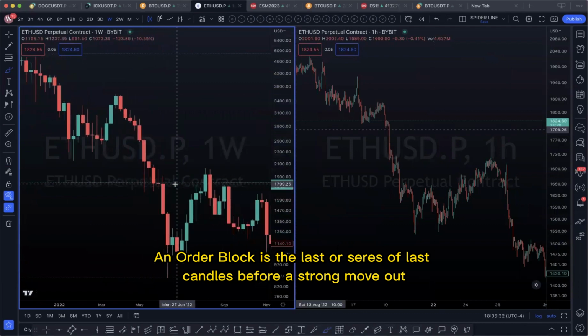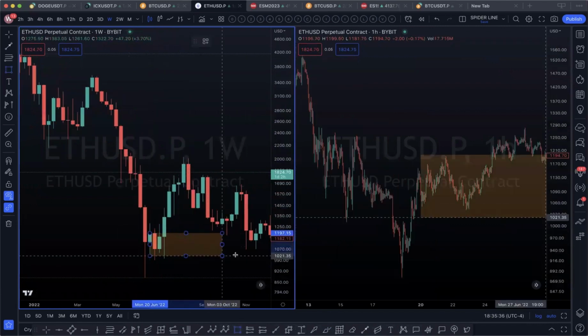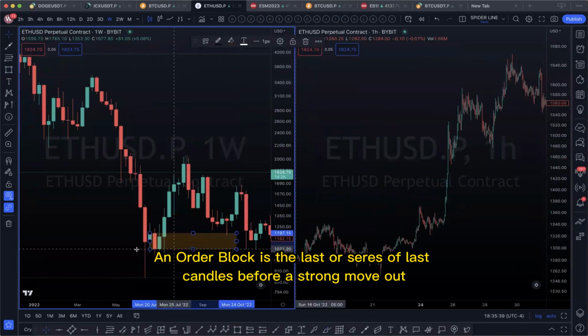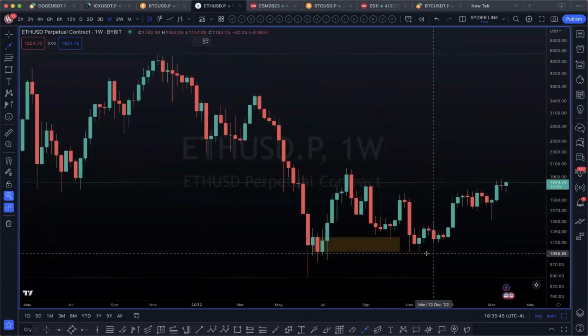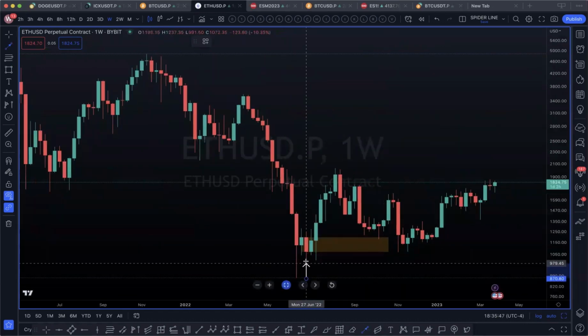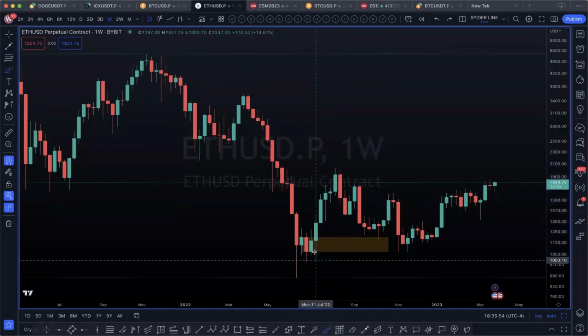A bullish order block is the last, look at this, the last red candle, my bad, this red candle before a strong move out of the zone. That is an order block.